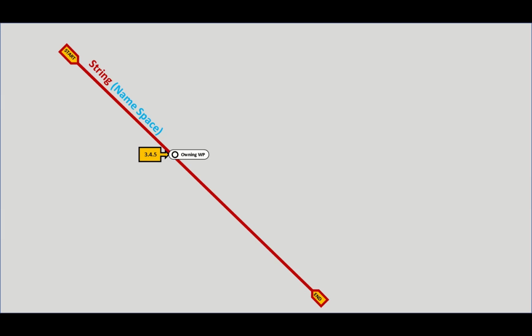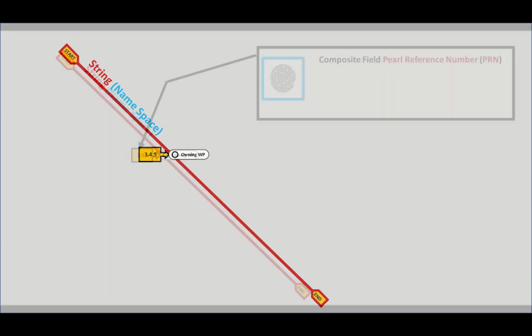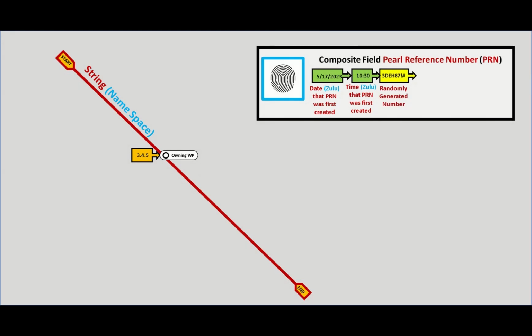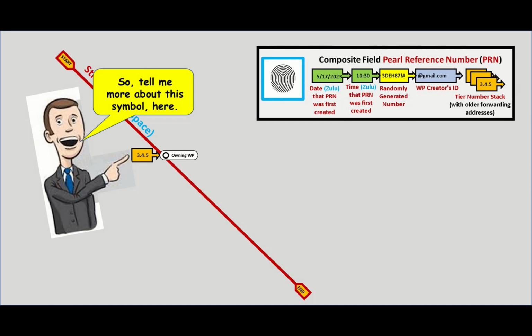Great. Tell me more about the PRN. The PRN is a composite of multiple fields, such as the date the PRN was first created, its time of creation, a random number that ensures the PRN is unique, a field for who created it such as a URL, or the white pearl creator's email address, or such, and, finally, a field based on its current location on the string. So tell me more about this symbol here. But wait, let's save that for part 4.